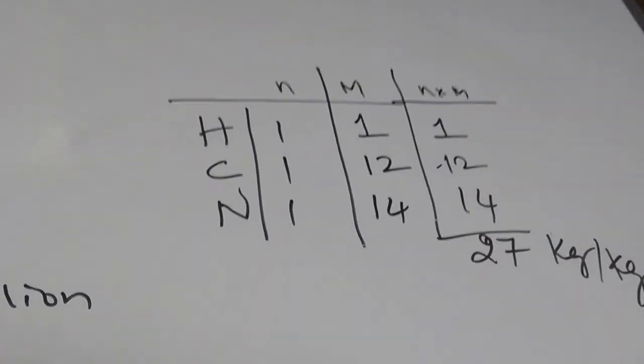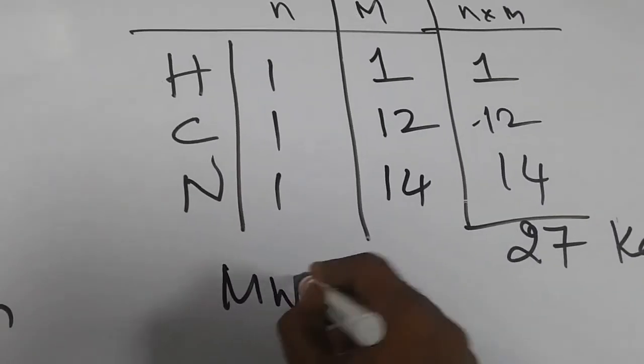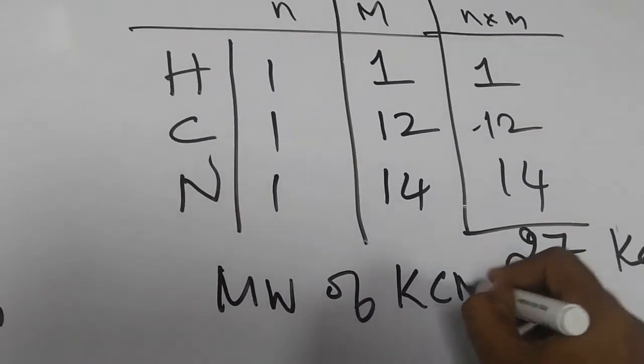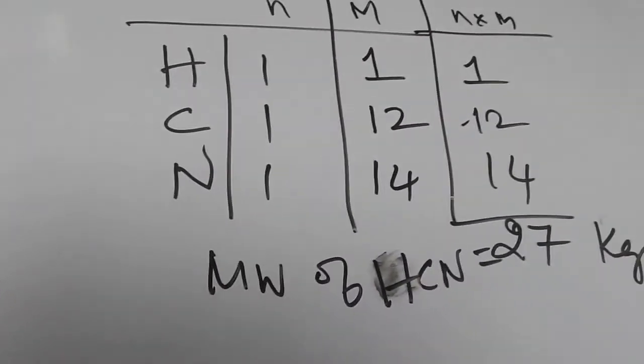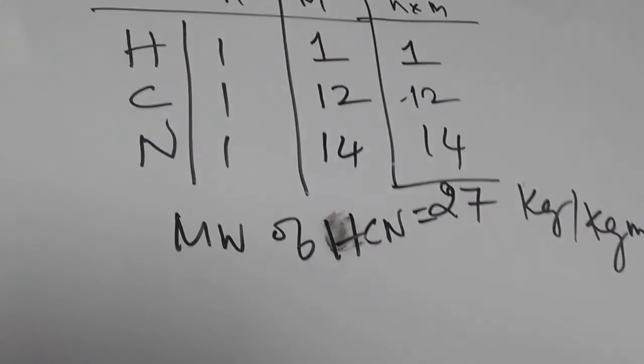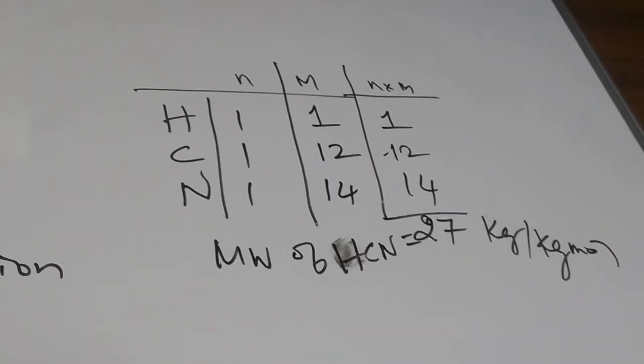So we have determined the molecular weight of HCN, hydrogen cyanide. Okay, so 27 kg per kg mole is the molecular weight of HCN.